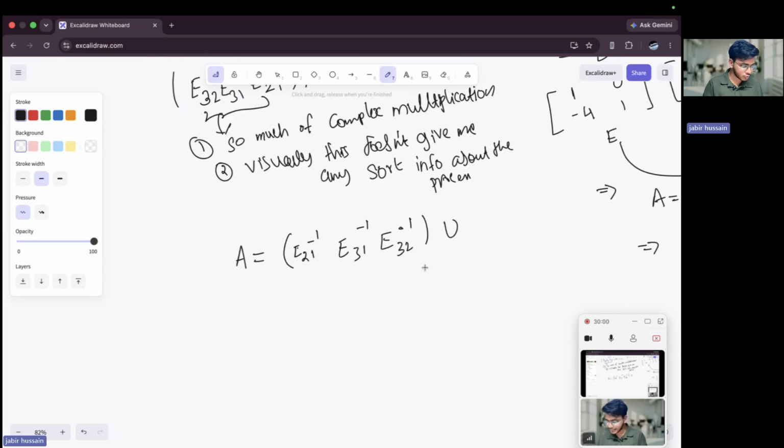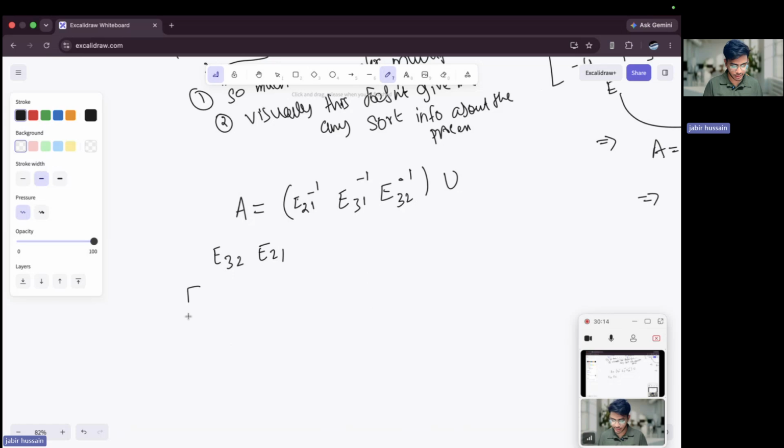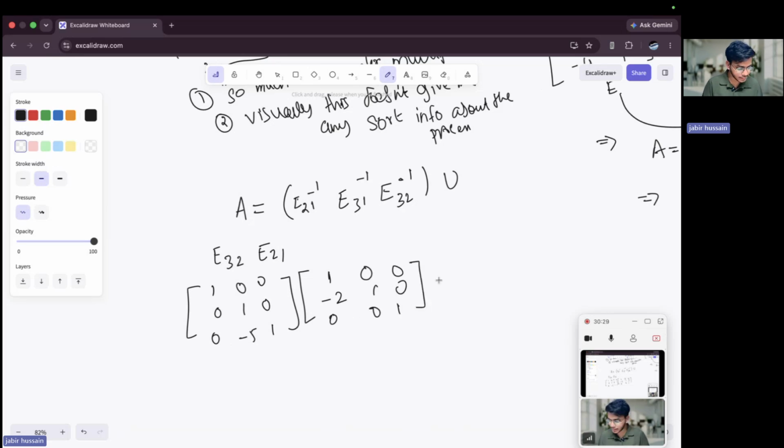So let's assume our E32 and E21. I'm just writing this. Let's say I'm doing 1 0 0, 0 1 0, 0 minus 5 1, and I'm multiplying with another elimination matrix, 1 0 0, minus 2 1 0, 0 0 1. Just before the lecture I did this. If you multiply these two, you will get the answer as 1 0 0, minus 2 1 0, 10 minus 5 1.